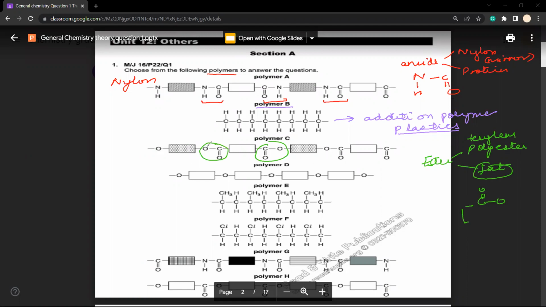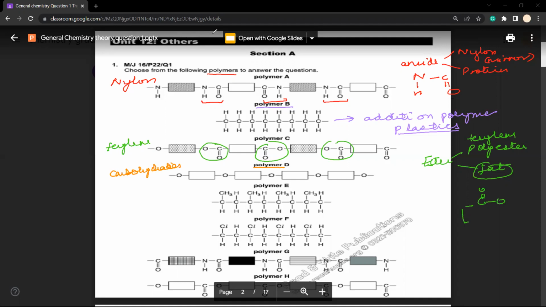In terylene, we will be seeing the ester linkage again in the mirror image form, in continuation, in the line form. So this is basically my terylene, right? So this C is basically terylene. Now moving on to D. When you talk about D here, D has an oxygen linkage. An oxygen linkage will be there in carbohydrates, right? So in the carbohydrates, you have oxygen linkage.